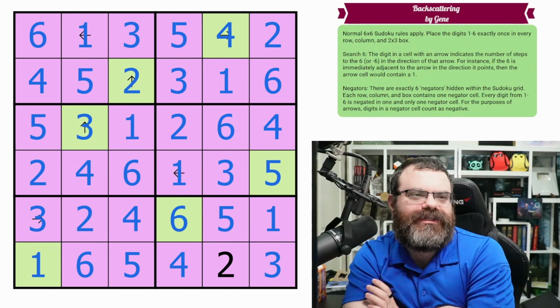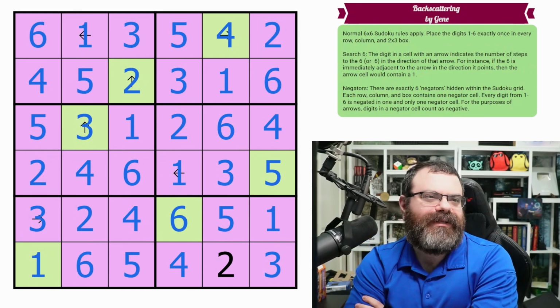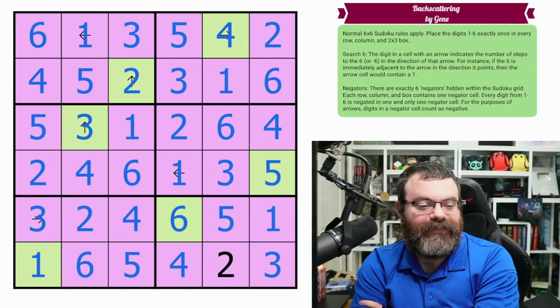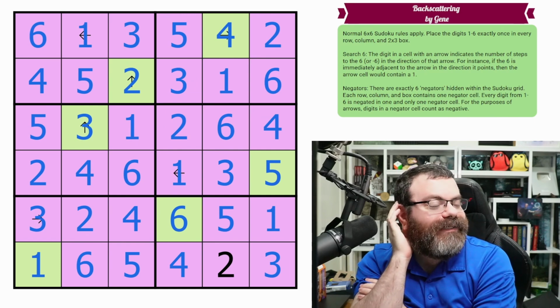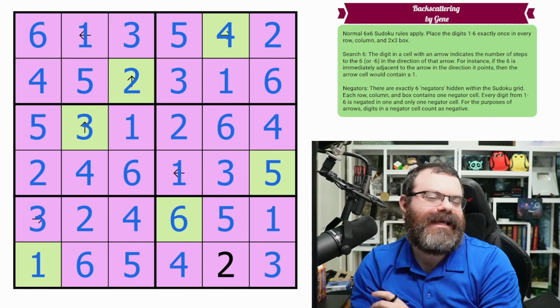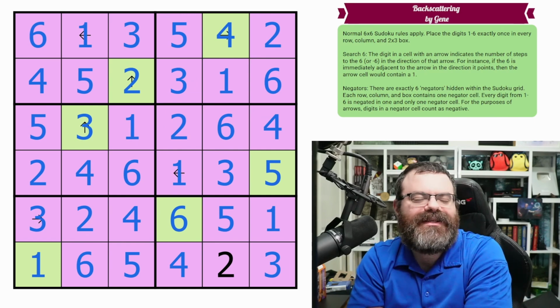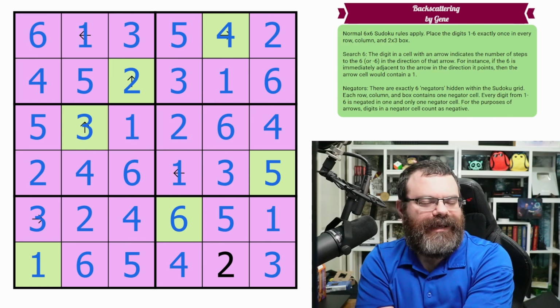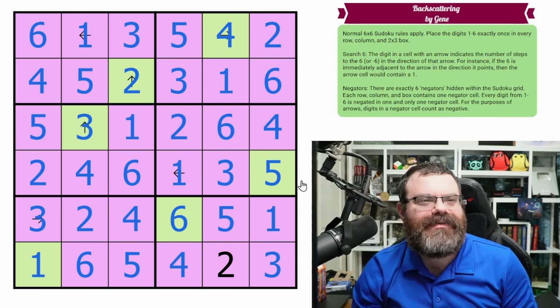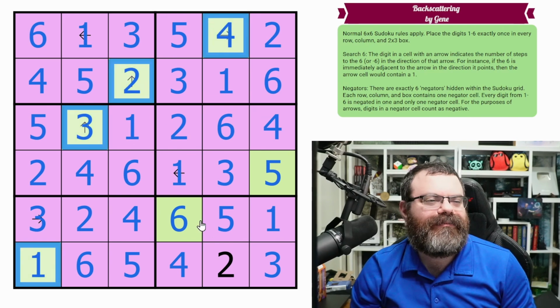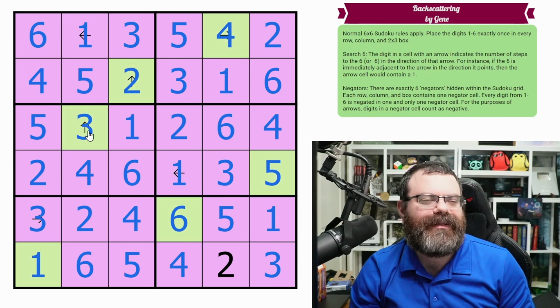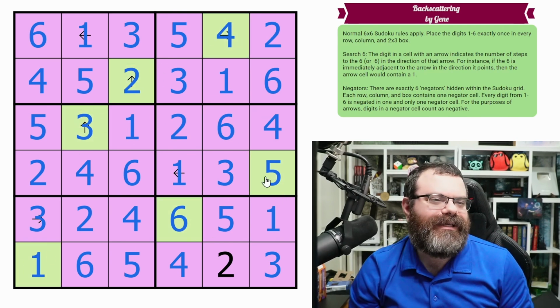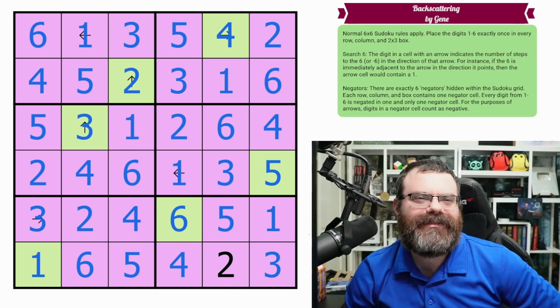All right, very smooth, especially for search 6 plus negators. That's difficult to make easy. It adds a level of complication, but I'd say this was a very good difficulty. Yeah, I think probably really important was remembering that we couldn't repeat in our negator cells.